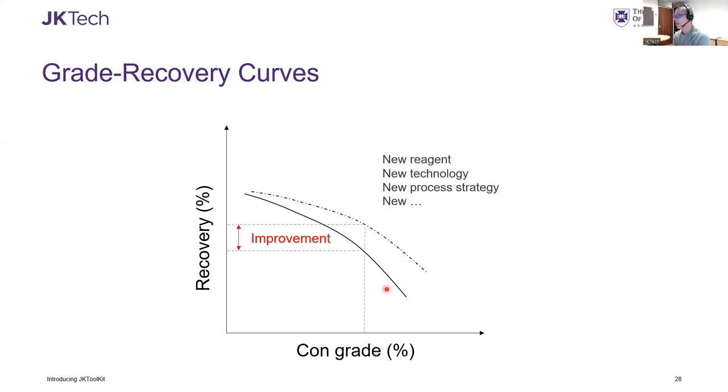But the key question then becomes a case of, at my target concentrate grade, does this new condition facilitate a recovery benefit? And this can be complicated by the fact that the two curves are often not parallel. So while at some con grades, the new conditions might provide some benefit to recovery, this could then erode at other concentrate grades.